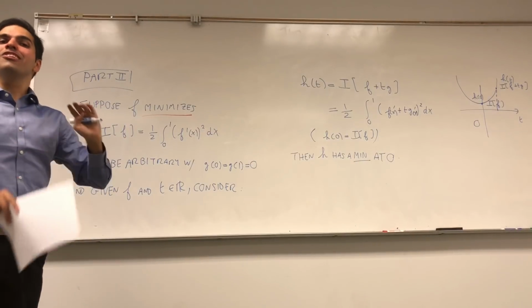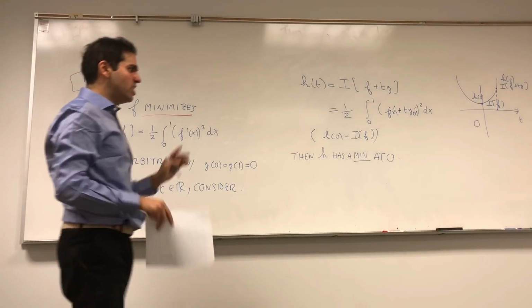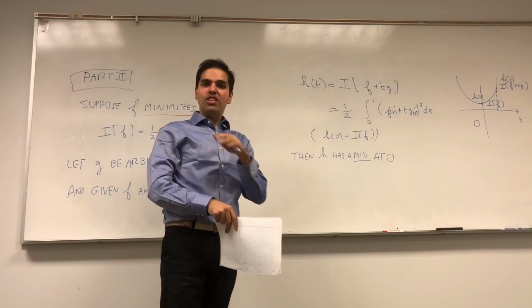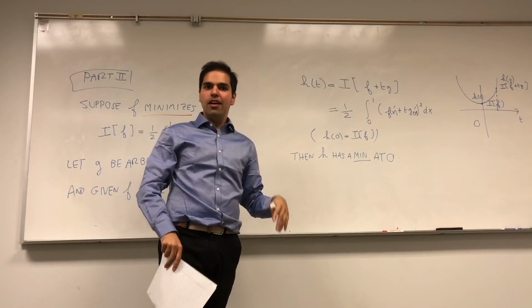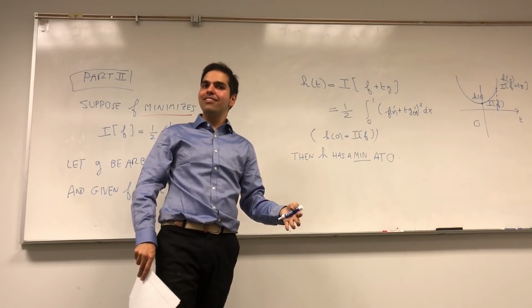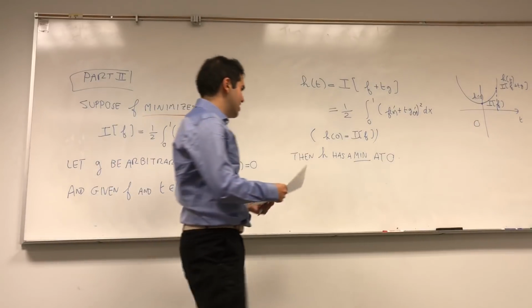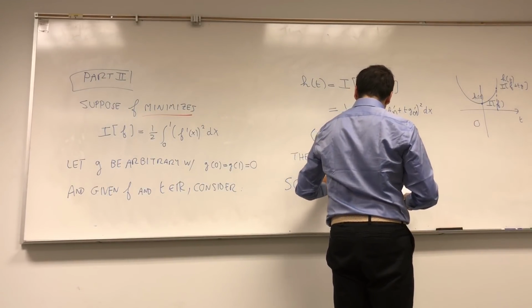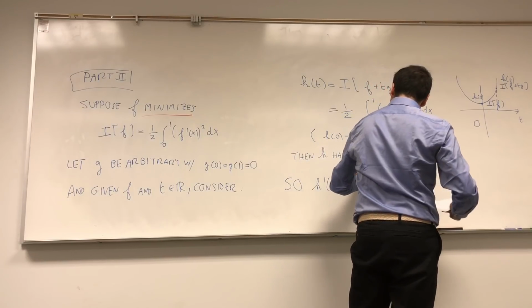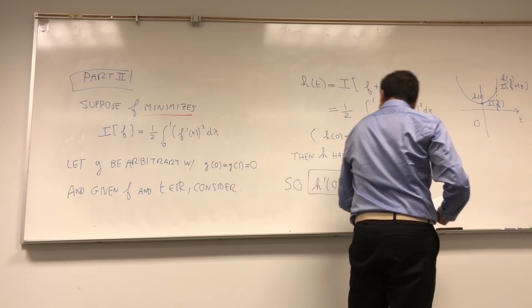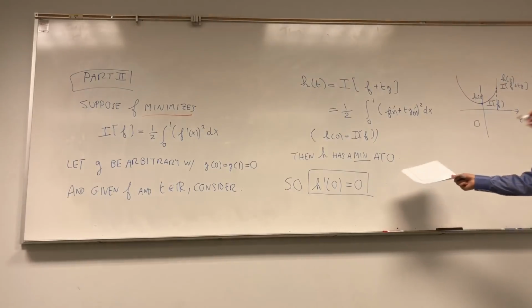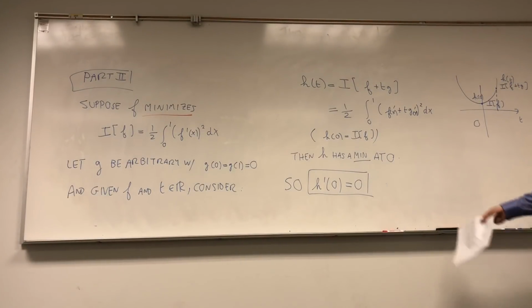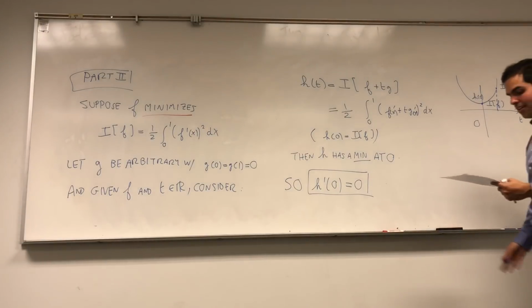And now here's where the calculus comes in. What do you know about functions which have a minimum at a number? Well, it means their derivative is 0. It has to be a critical point. So h prime at 0 equals 0. And this precisely is the passage from function spaces to single variable calculus.